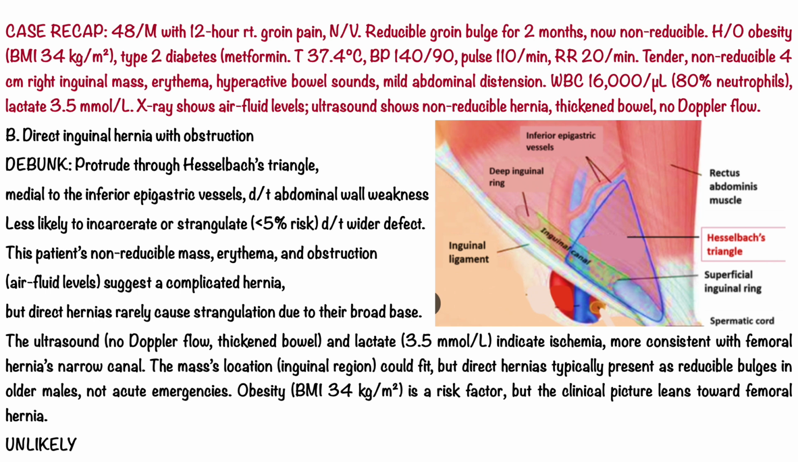Also the ultrasound, that is no Doppler flow, thickened bowel, and lactate indicate ischemia, more consistent with femoral hernias with a narrow canal. So these findings are leaning towards femoral hernia, right? The mass location, the inguinal region, could fit here, but direct hernias typically present as reducible bulges in older males, not acute emergencies. Obesity is a risk factor, but the clinical picture leans towards femoral hernia. So this is very highly unlikely.